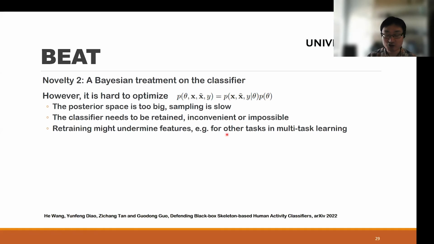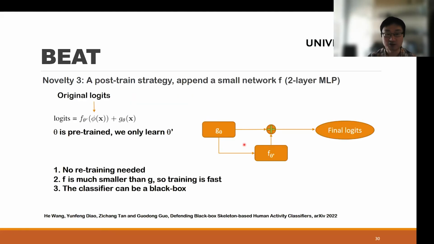The third one is that retraining has another disadvantage because it could undermine the learned features if your classifier is trained under, for example, multitask learning. When you train the features, they are also going to be used for other tasks, not only for your classification. If you train the whole classifier, you're going to undermine those learned features, right? So for all these reasons, we propose a third novel thing we could do, which is a post-train strategy.